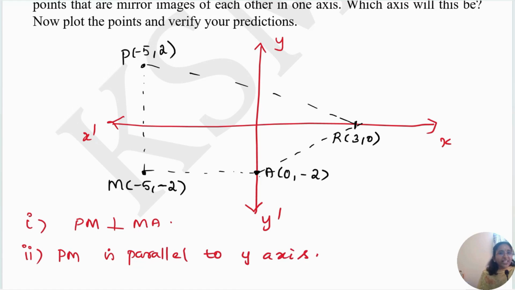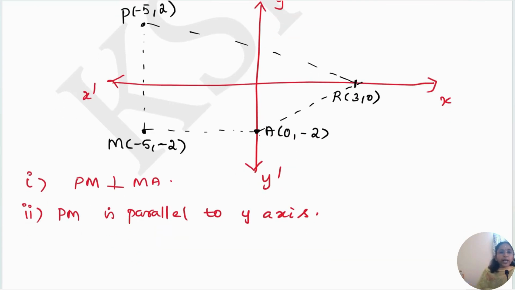Because both points have the same data. Here the x coordinate value is the same, -5, so you can say they are parallel to the y-axis. And look at your data, MA is parallel to the x-axis. Why are we saying this? Because look at your data here: the y coordinate data is the same in these two points, M and A. So you can say it like this.